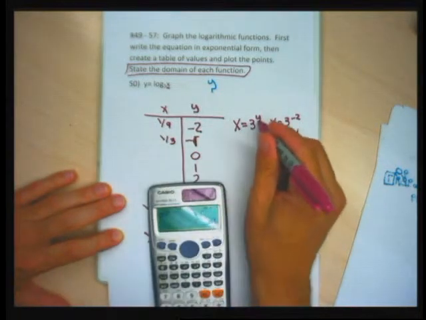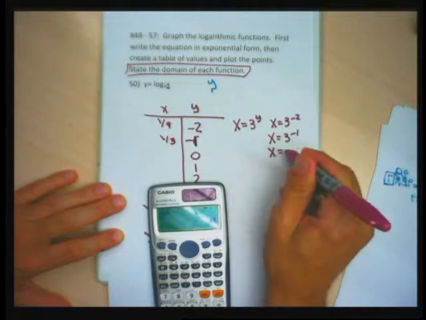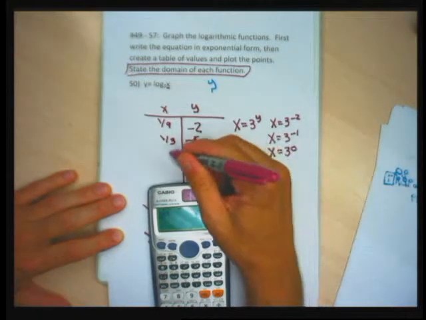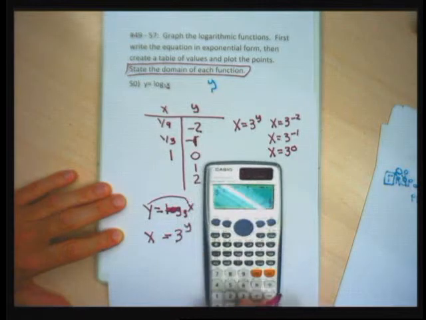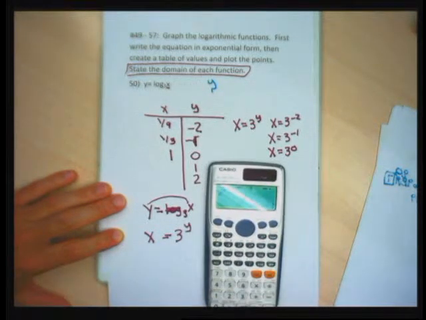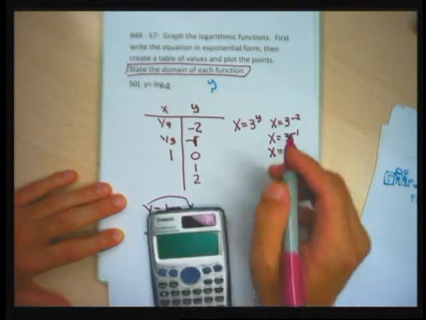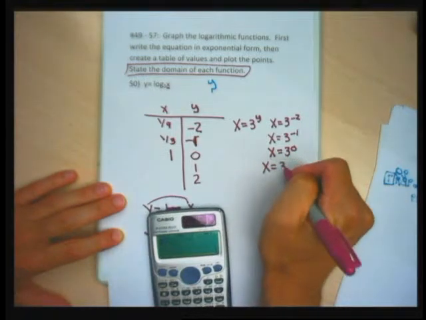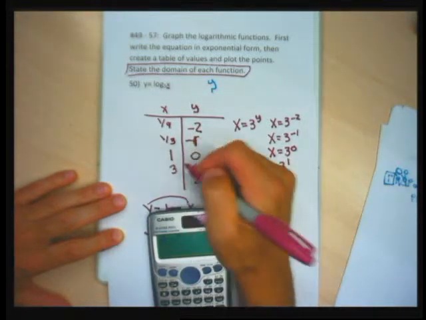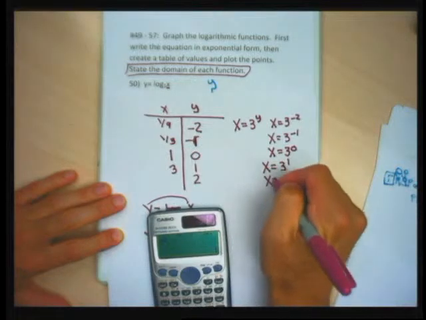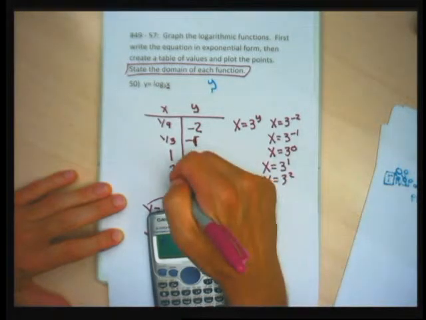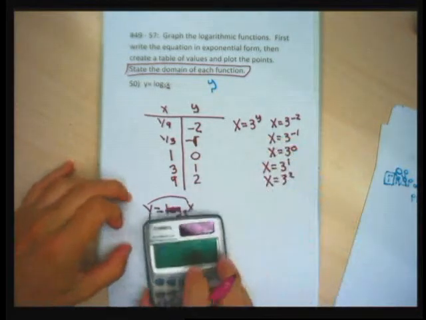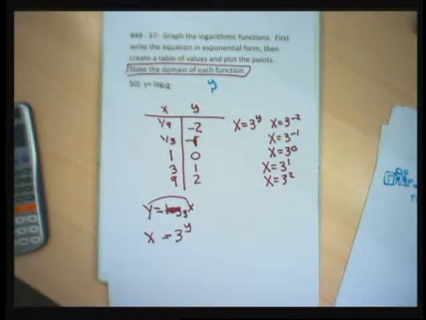And then I'm going to plug 0 in for y. I'm going to get x equals 3 to the 0. Anything to the 0 power is 1, so 3 up arrow 0 is 1. And then x equals 3 to the 1. 3 to the 1 is 3. And then x equals 3 squared, and 3 squared is 9. So that's my table of values. When I plot those points, they're going to fit so nicely with that dashed line that it's going to be impressive.